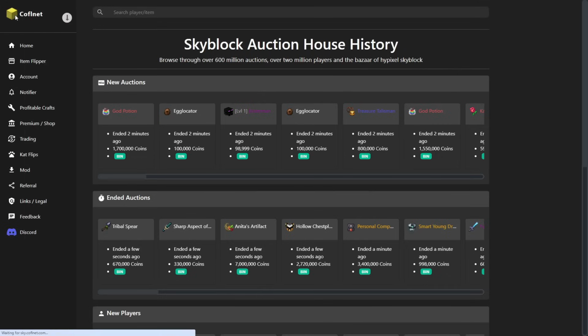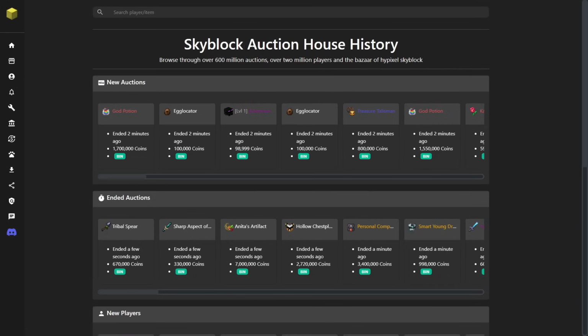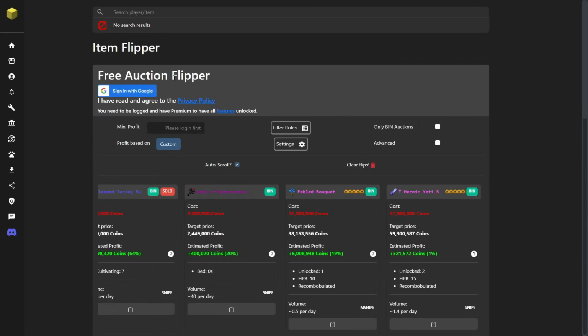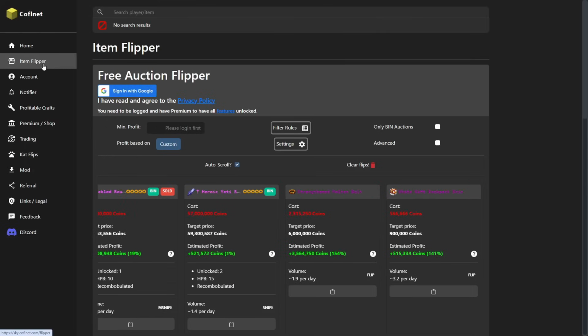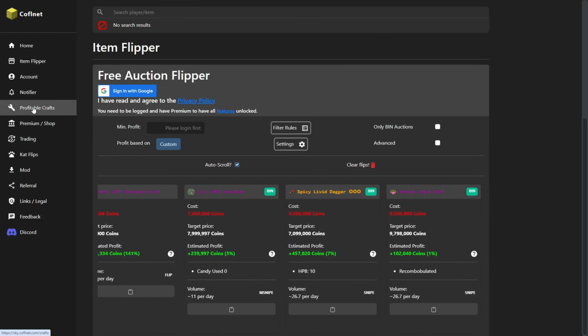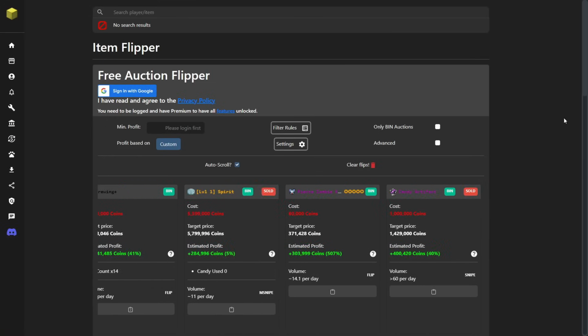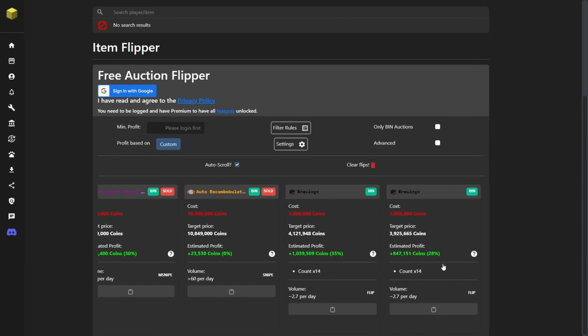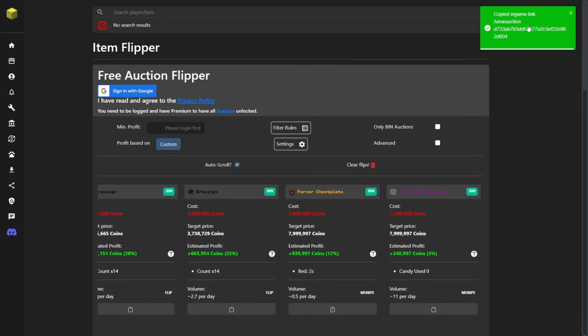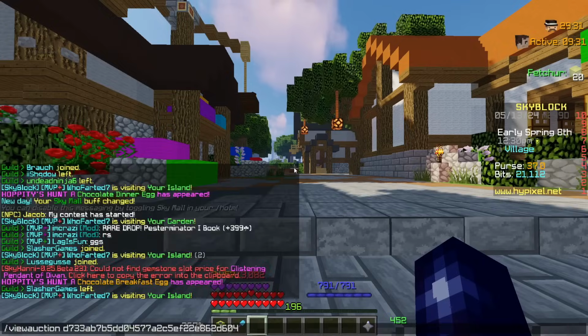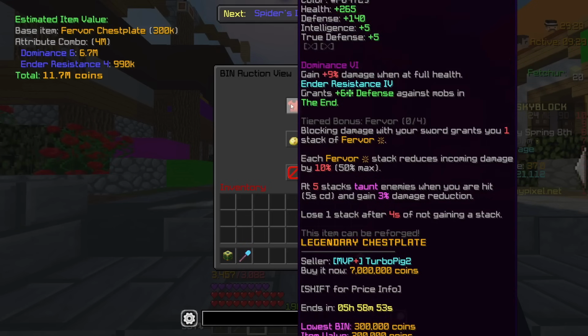Now, this website is Cofflenet, and along with the entire Skyblock auction house history, there's also many other features. For instance, an item flipper, profitable crafts, and so on. You see, what we have here is essentially what the algorithm detects as a profitable flip. It simply tells you the amount of profit, the cost, and how much it would usually sell for. It would just be a simple case of clicking on any of these items, and then it copies a link to it in game.